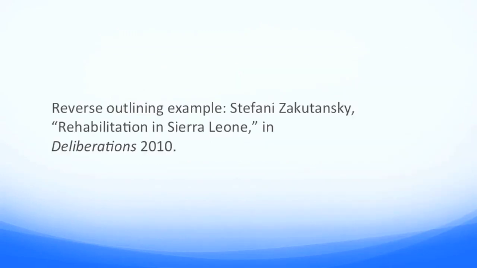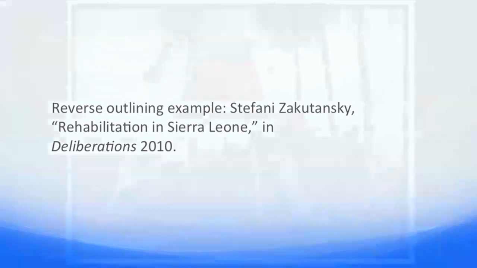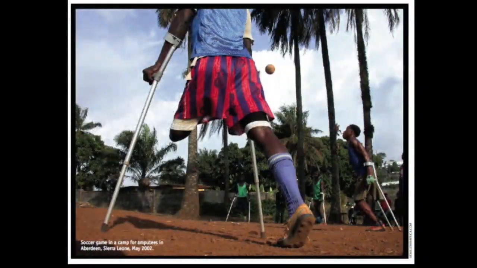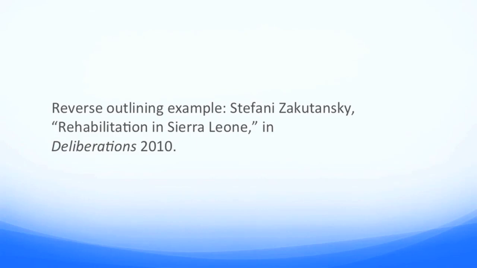We'll be reverse outlining Stephanie Zakutansky's paper, Rehabilitation in Sierra Leone, published in Deliberations, the Journal of First-Year Undergraduate Writing. Stephanie's paper is an annotation of a photograph of children who are enjoying playing soccer despite their amputated limbs, by photographer Eric Miller. To see the photograph with the arrangement of the paragraphs around it, see the information on this module on the Sakai site.